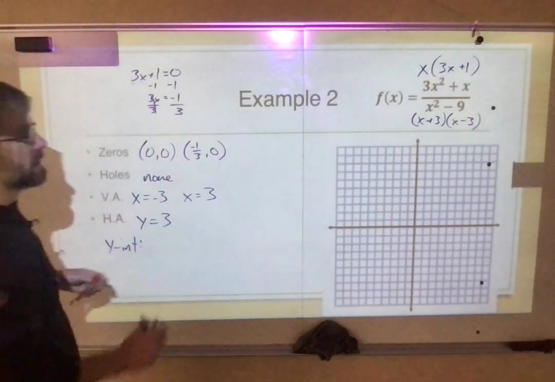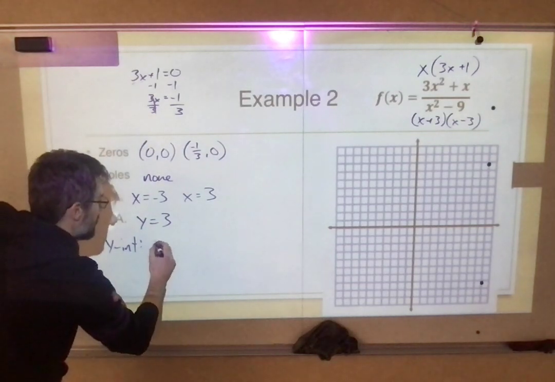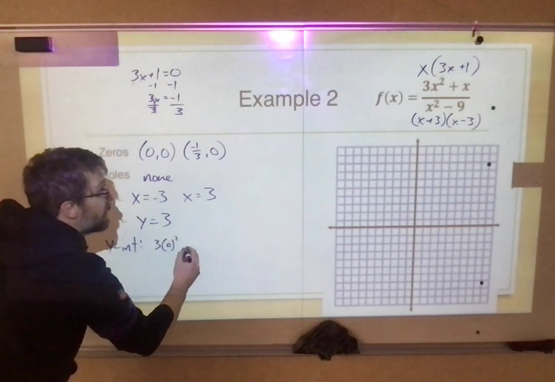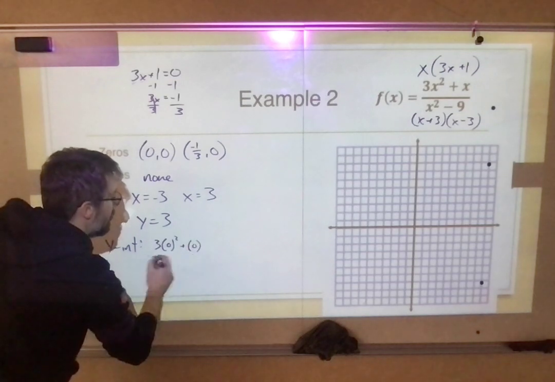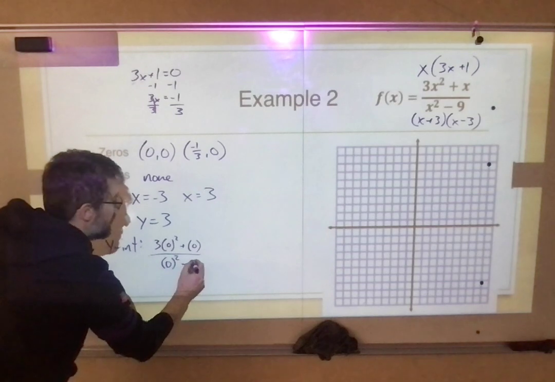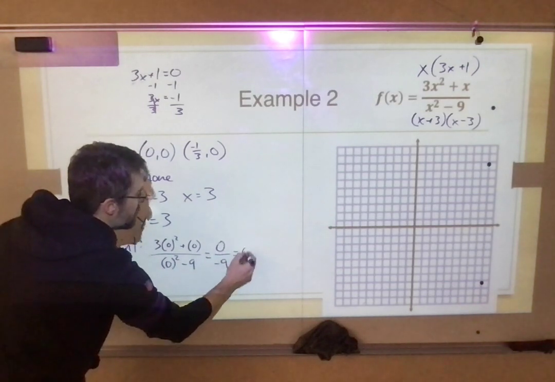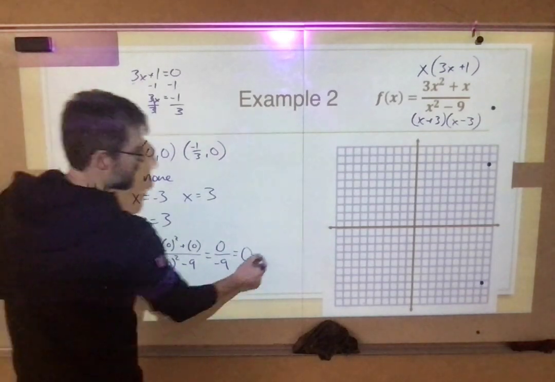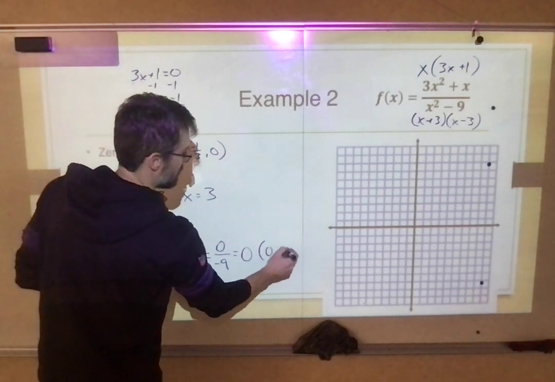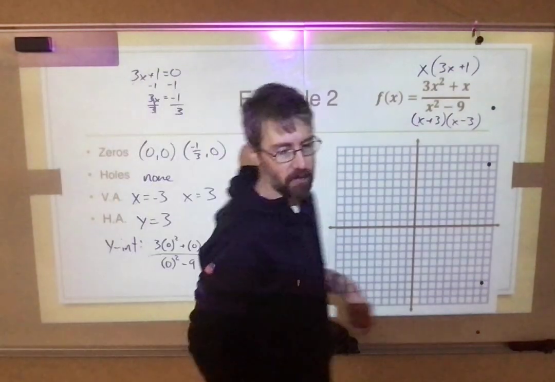And then the y-intercept, I want to plug in 0 for x for the y-intercept, so that's going to be 3 times 0 squared plus 0 over 0 squared minus 9. That ends up being 0 over negative 9, which is just 0. So the y-intercept is 0, 0, the coordinate 0, 0. 0 for the x-axis coordinate, and then also 0 for the y-coordinate.